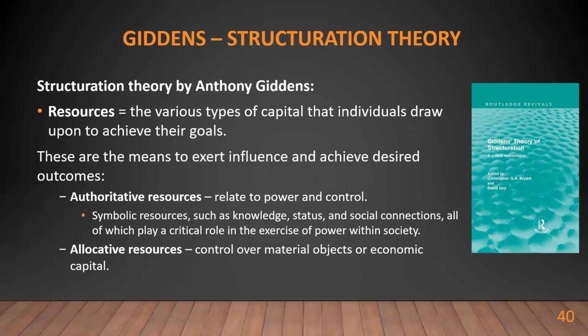These resources are the means to exert influence and achieve desired outcomes. And you have two types of resources. You have authoritative resources, which relate to power and control. That is, control of other human beings. And those are symbolic resources, such as knowledge, status, and social connections.